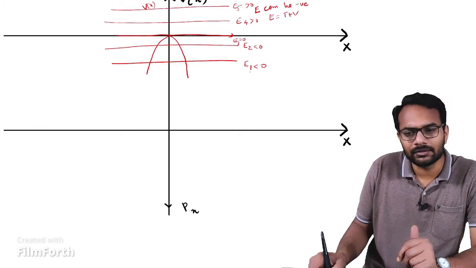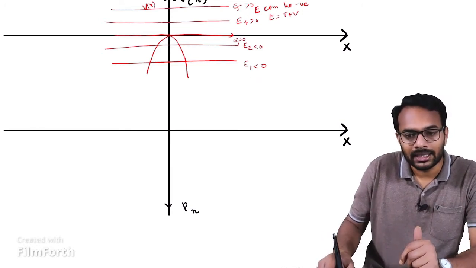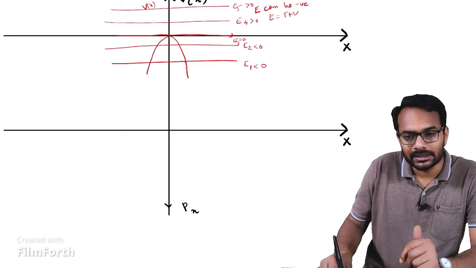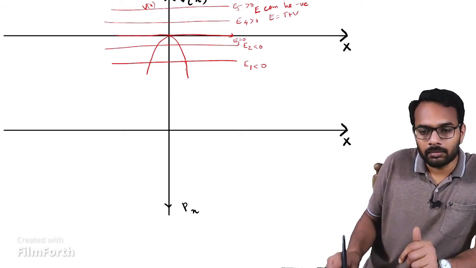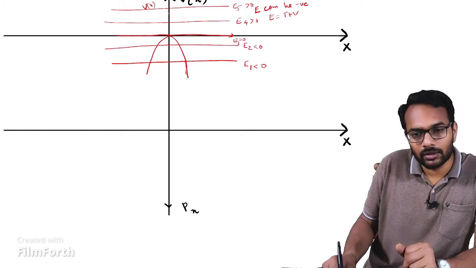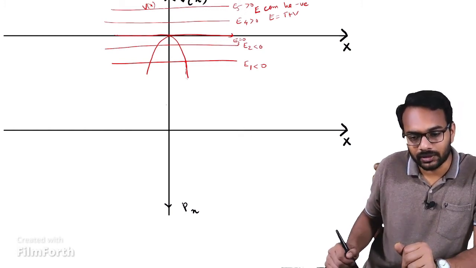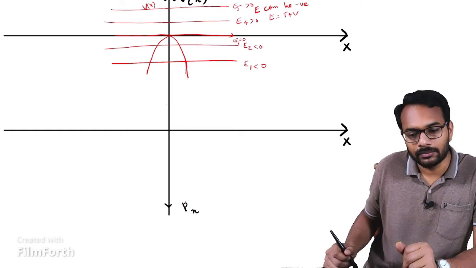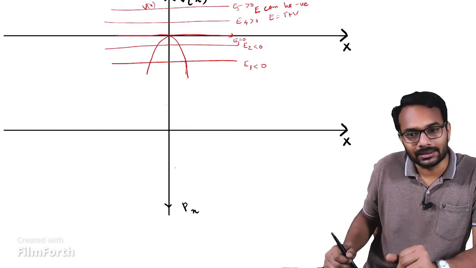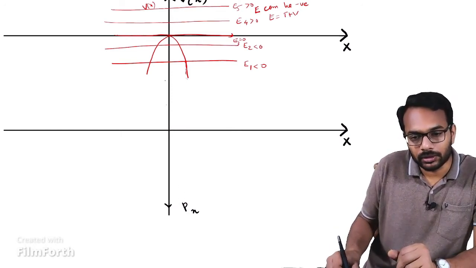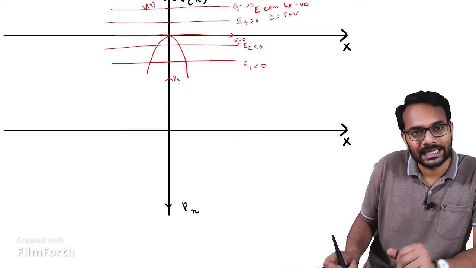So let's see for E1 less than 0. We know that at this point along the x-axis, V of x, the potential energy, is equal to the total energy. Along here we plot V of x along the y-axis, and for the phase space portrait we plot Px along the y-axis. So now what we are going to draw corresponds to P versus x.